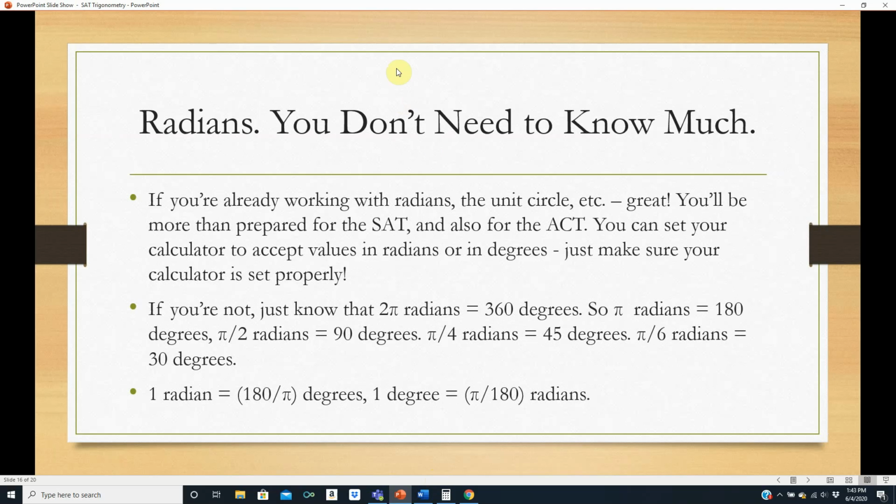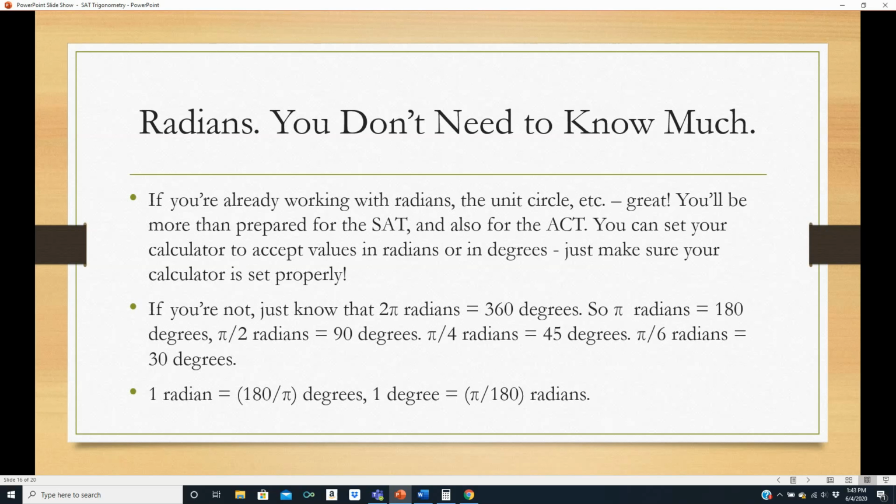Radians, you don't need to know much. If you're already working with radians, the unit circle, etc., great. You'll be more than prepared for the SAT and also for the ACT. Just do a little review. You can set your calculator to accept values in radians or in degrees. Just make sure that your calculator is set properly. Obviously, if you have your calculator set up for degrees and you're trying to put in values in radians, or you're putting in values in degrees when your calculator is set to radians, you're going to have a problem.